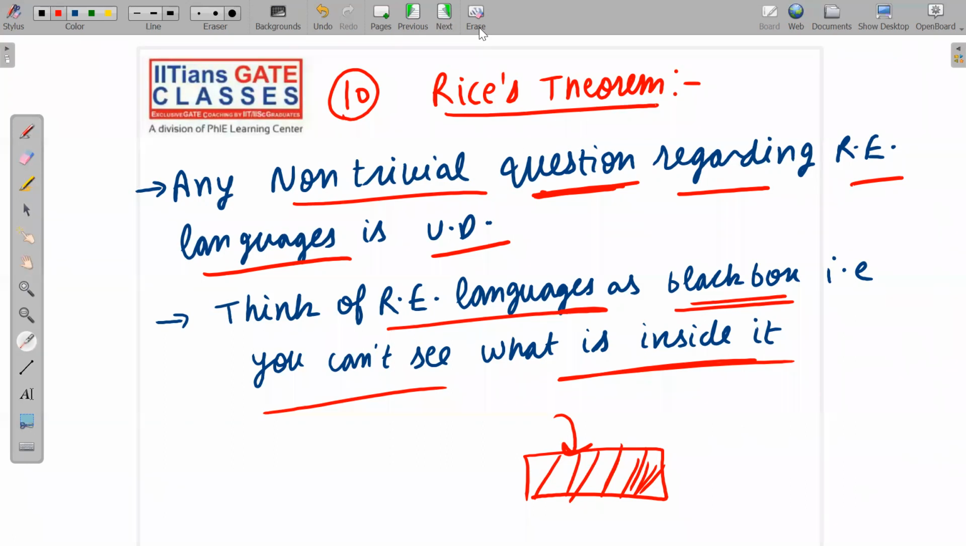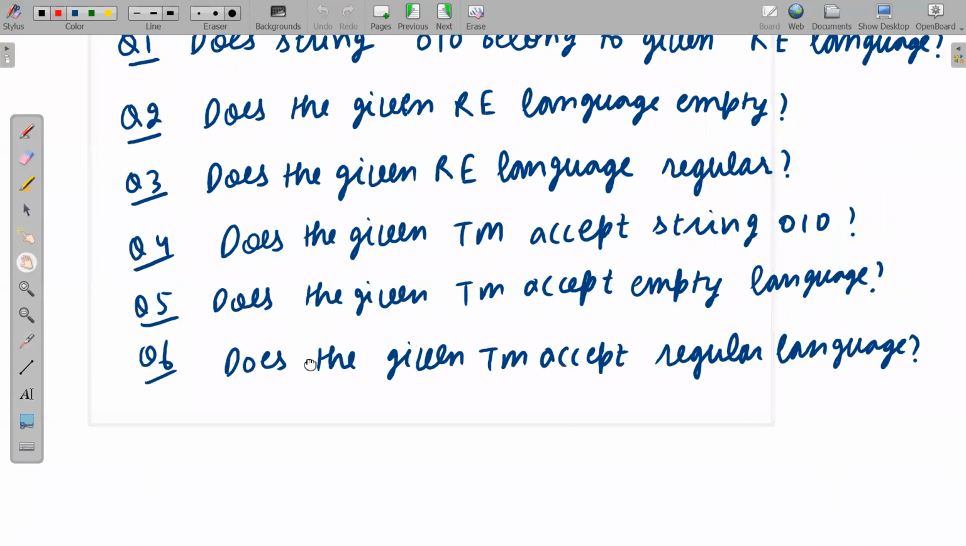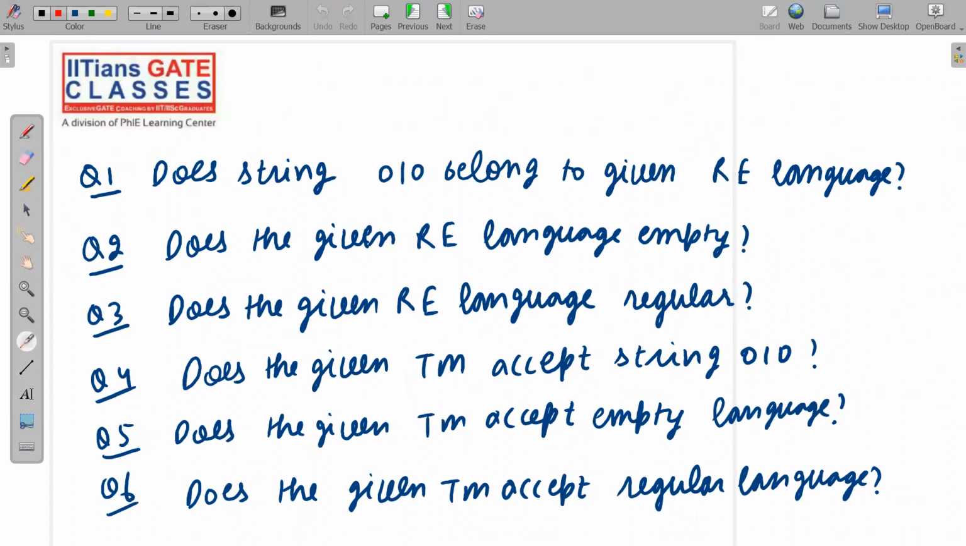Okay, let's see some examples. First example: does the string 010 belong to a given RE language? We have an RE language and we want to check whether 010 belongs to it. It may or may not belong, so we have to dive deep into it and check whether 010 is present or not. So by Rice theorem, I will say that it is undecidable.